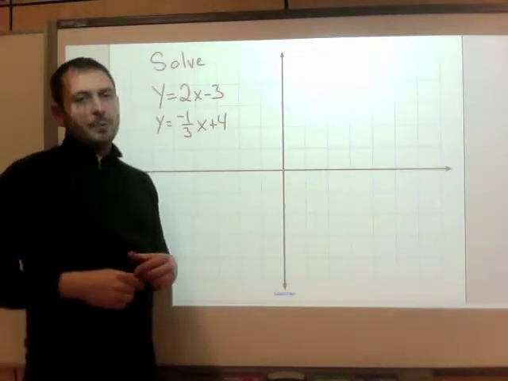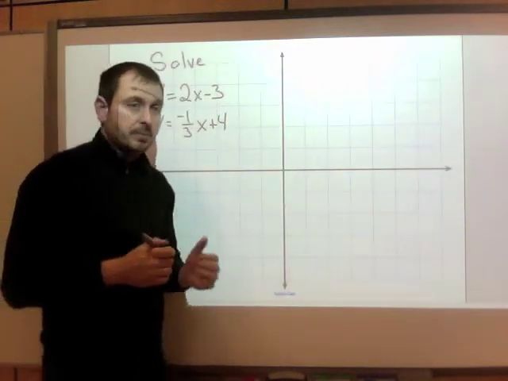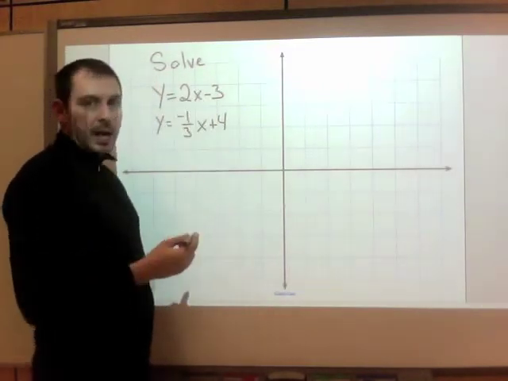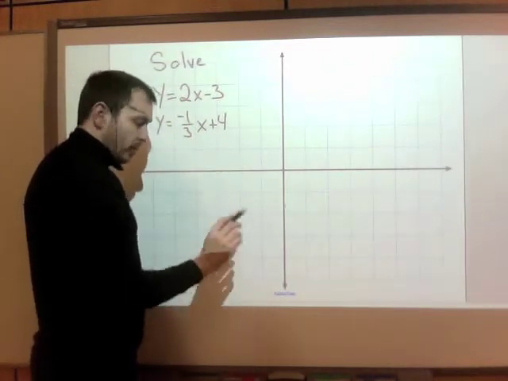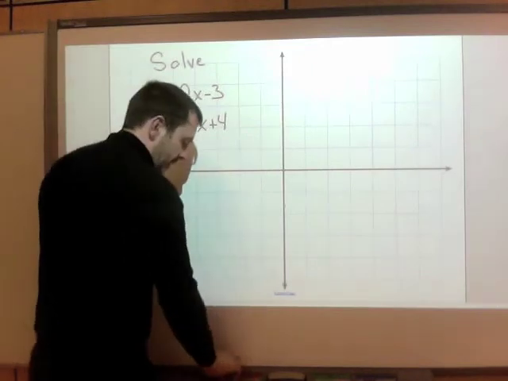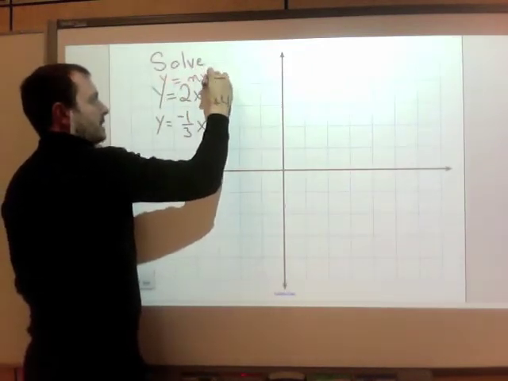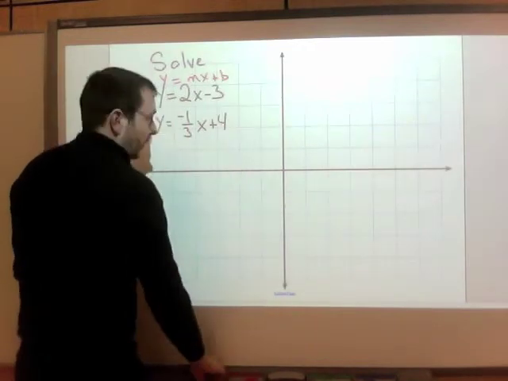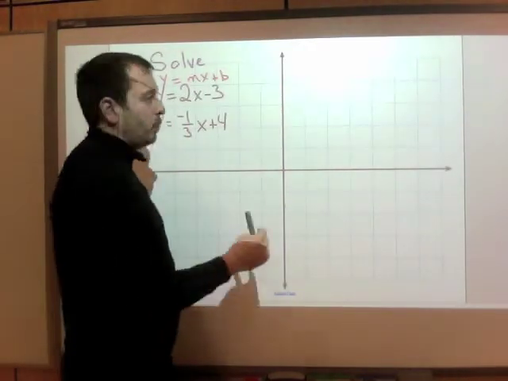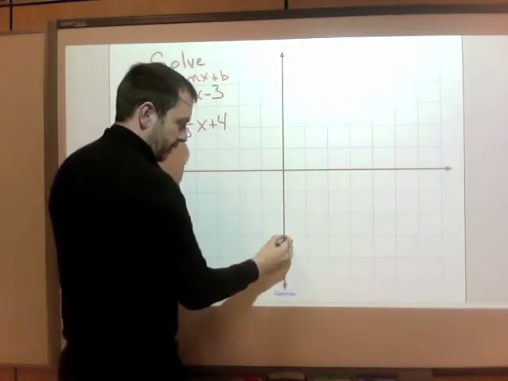So here's a more typical question. We're going to solve this linear system. It's a linear system because we have two lines. So first, I'll do the first one in black. Y equals 2x minus 3. This is in the form y equals mx plus b. So what we know is b is our starting point. It's the intercept. Our y-intercept is -3.